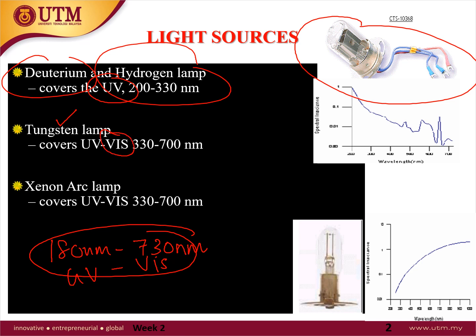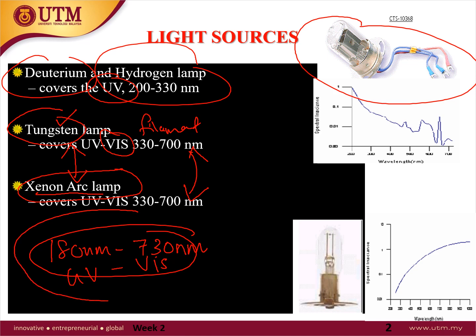Then another one, we have the xenon arc lamp that can cover the same range as the tungsten lamp. Between the tungsten lamp and the xenon arc lamp, the xenon arc lamp is more expensive because of the high energy needed to produce that radiation, but therefore it is more long lasting compared to tungsten. Tungsten usually uses a filament, so you can identify that it has quite a short lifespan compared to the xenon arc lamp.